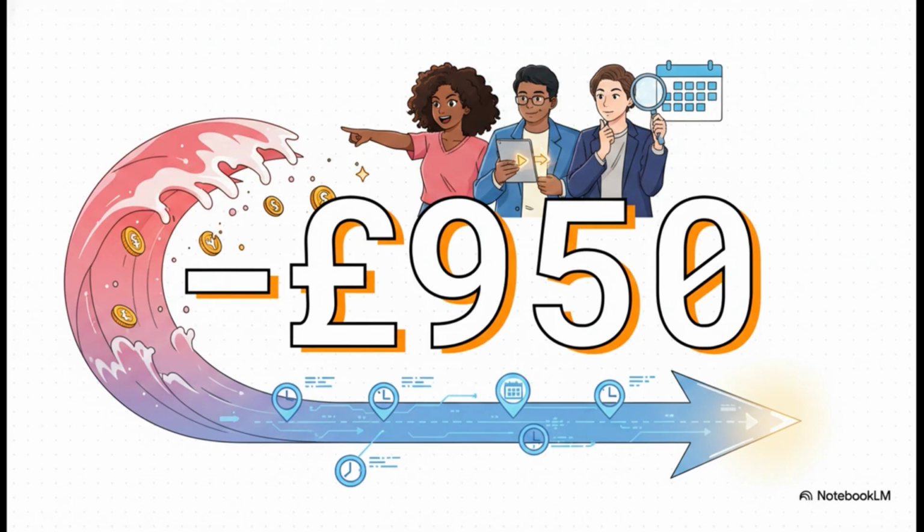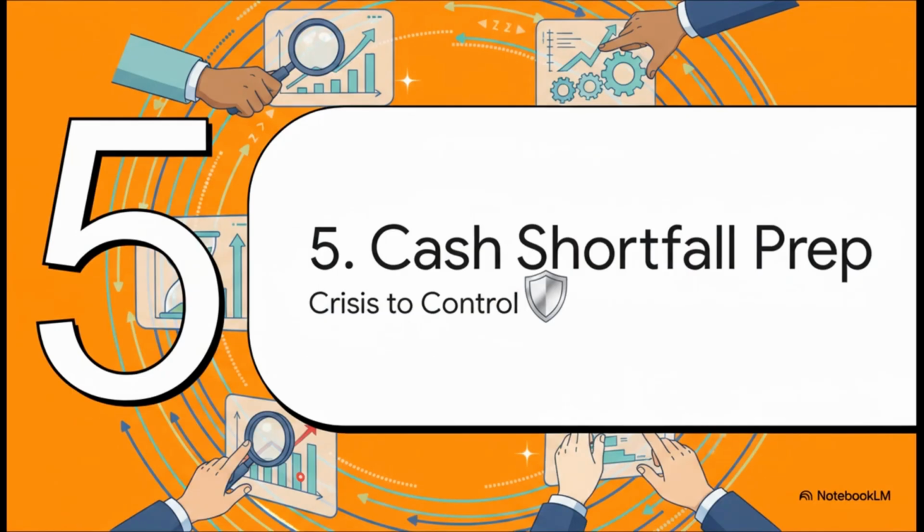This is a discovery. Your forecast just flagged a future cash shortfall that you can now plan for weeks or even months in advance. Seeing a negative number does not mean you failed. It means you have an opportunity to be proactive. Your forecast has just given you the priceless gift of time. So let's look at how we turn this potential crisis into a controlled, strategic move.